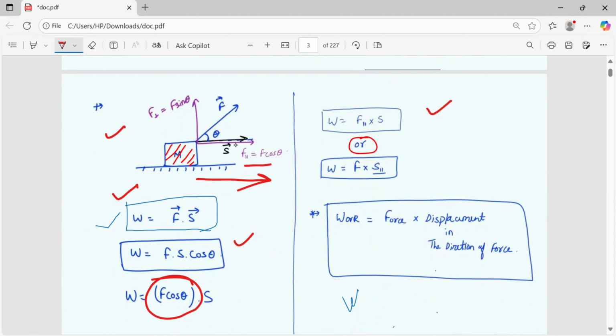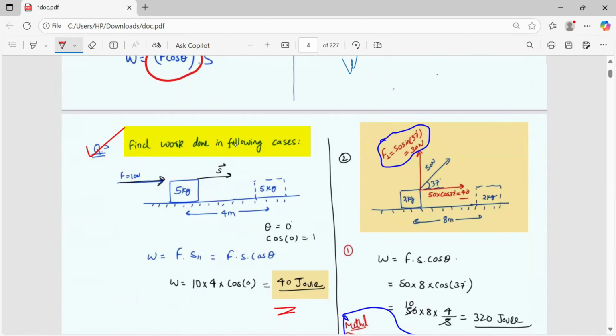So you can calculate the work done either by taking F parallel into S or F into S parallel. In both the cases, the work done would be same. Now work is equal to, you can say, force into displacement in the direction of force. This is one important point which you must remember.